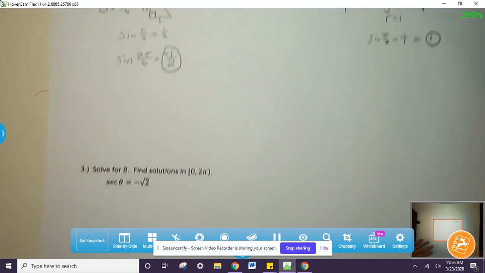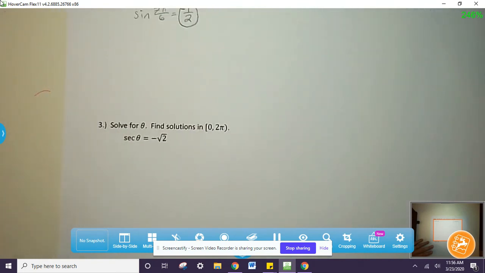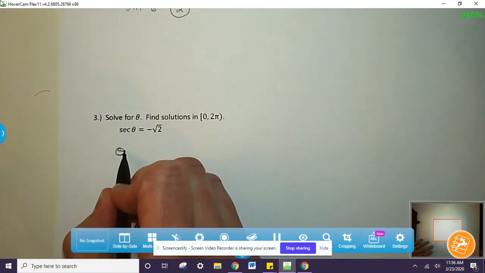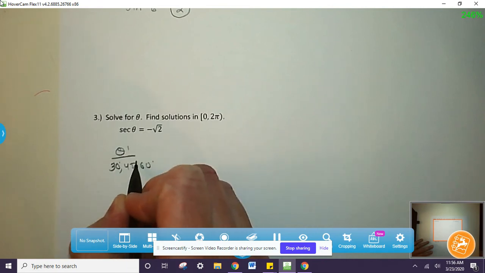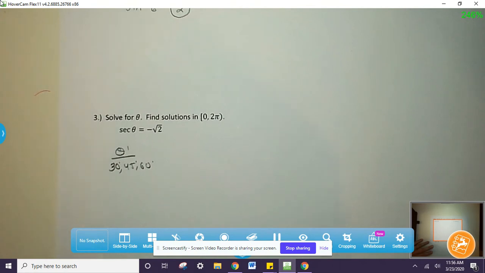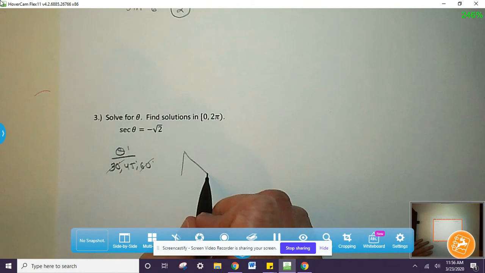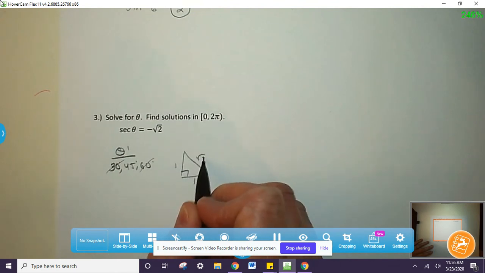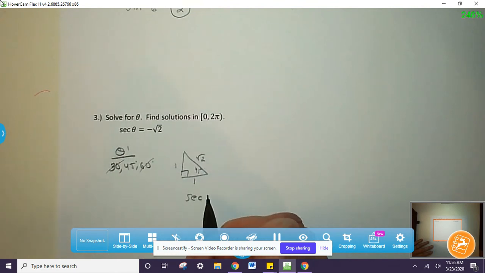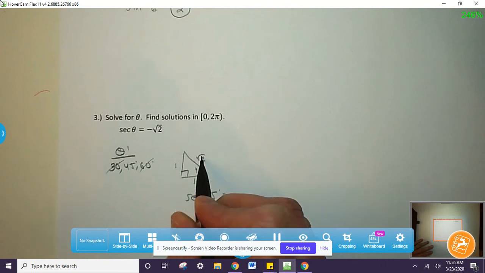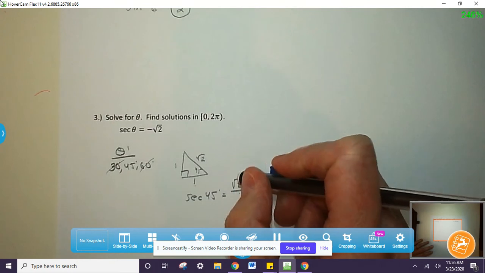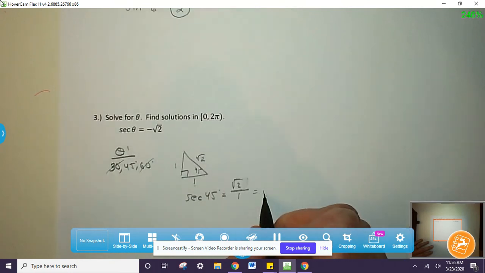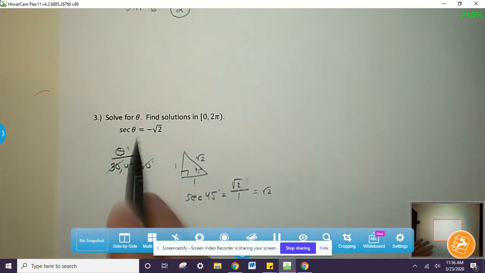Now, if we want to solve for theta using quadrants and reference angles, the way that we did that is we first tested or checked to see which reference angle worked, if any. So 30 and 60 won't work because there's no way you're going to get a radical 2 out of those. But if we check our 45, 45, 90, sure enough, the secant of 45 degrees will be the hypotenuse over the adjacent side, which is going to give you radical 2. And that's what we wanted.